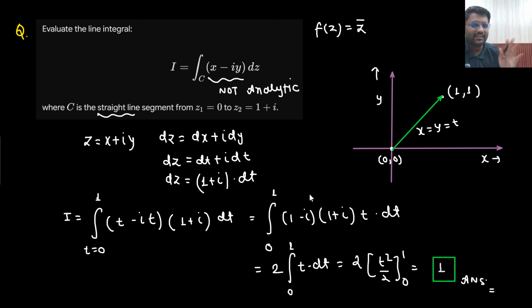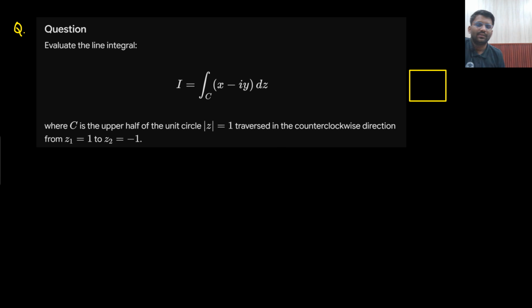Although the calculation was very easy here, x equals t, y equals t as well, dx equals (1 plus iota) dt. Directly, very easily you got the answer, because the calculation was very easy here. So no need to worry much here. Answer is 1. Let's move to the next question.